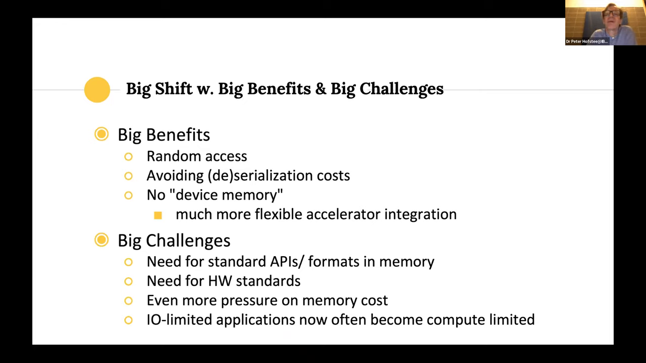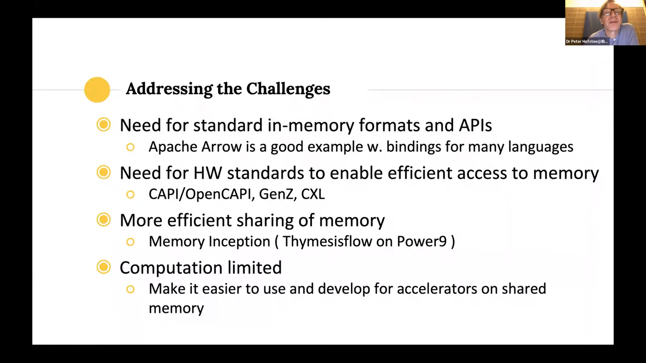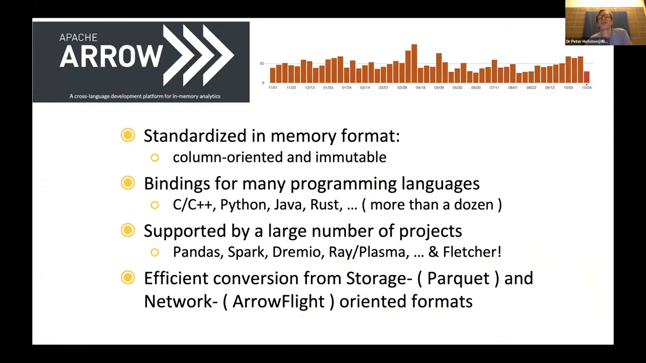Not having device memory, actually having global shared memory between accelerators, and as you will see shortly, even multiple nodes, allows for much more flexible integration and efficiency. But it comes with significant challenges. There's a need for standard APIs and a standardization of the formats in memory. And you need not only software standards, you need hardware standards for how to attach accelerators that can leverage this. Putting more data in memory puts even more pressure on memory cost, which is already one of the highest costs in a typical computer system. And as you move I/O limitations out of the way, it's likely that you will become even more compute limited. So I'll go over these challenges one by one.